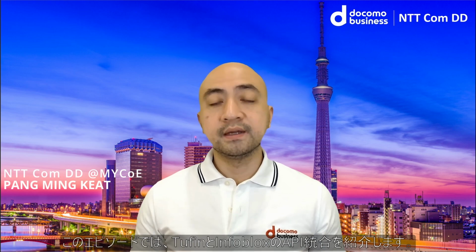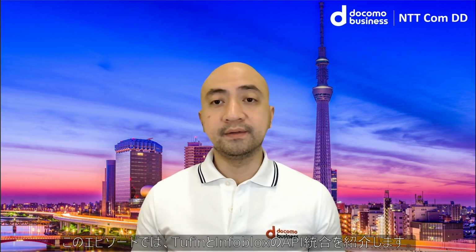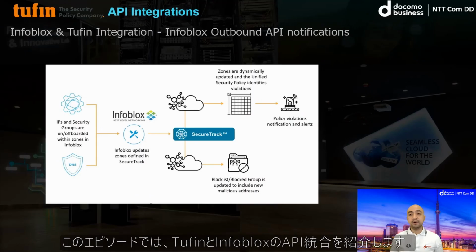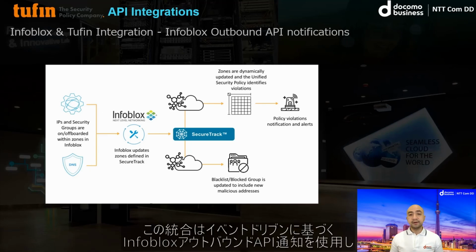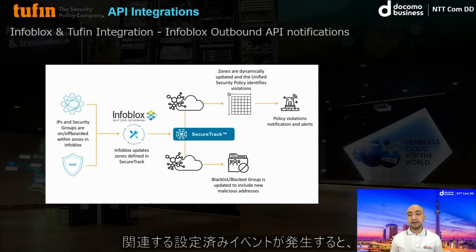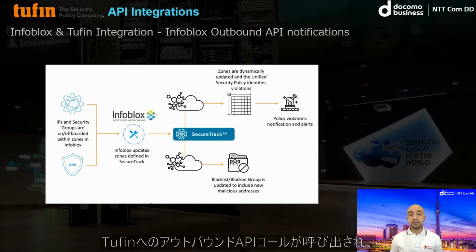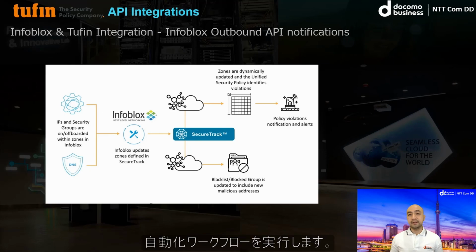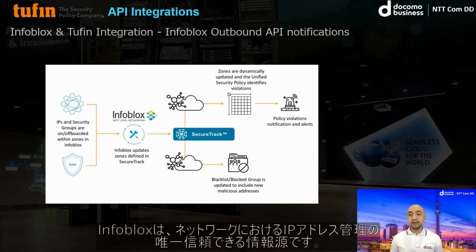In this episode, I'm going to show you another API integration. In this case, it involves Tufin and Infoblox integrations. In overview, this integration uses Infoblox outbound API notifications based on event-driven. So when a relevant configure event is triggered, it will invoke the outbound API calls to Tufin and execute its automation workflow. Infoblox is the single source of truth for IP address management in the networks.